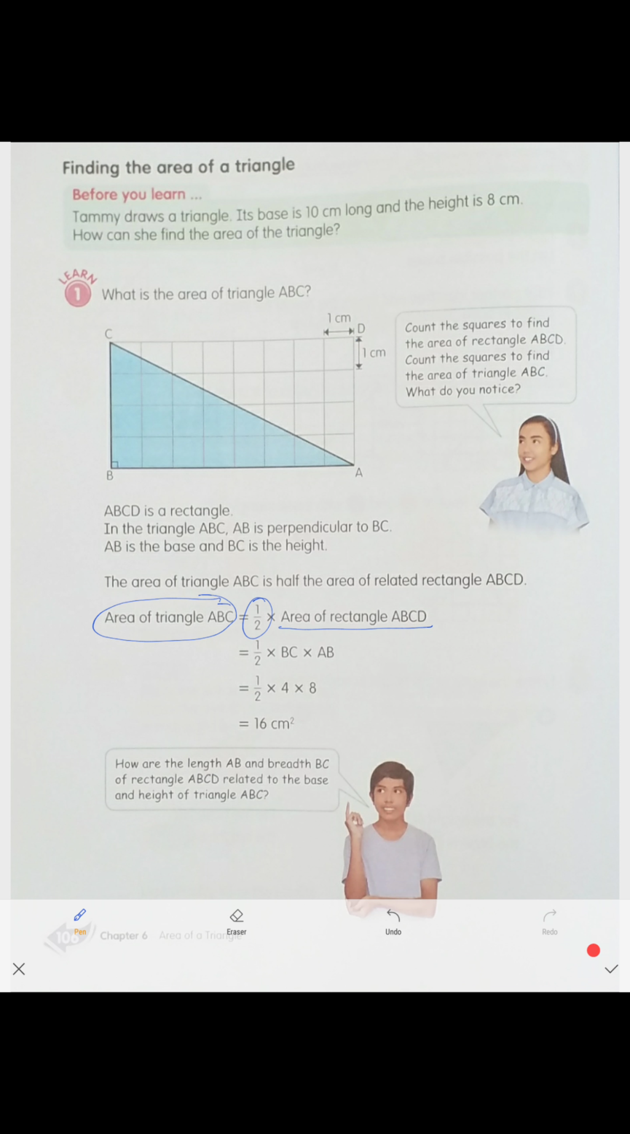We can see one side of this little square is 1 centimeter. So 1, 2, 3, 4. This is 4. And then 1, 2, 3, 4, 5, 6, 7, 8. This is 8. 4 times 8 is the area of the rectangle, but we add a fraction, we divide it by 2, and this is how we find the area: 16 square centimeters. Okay, all right, very easy.